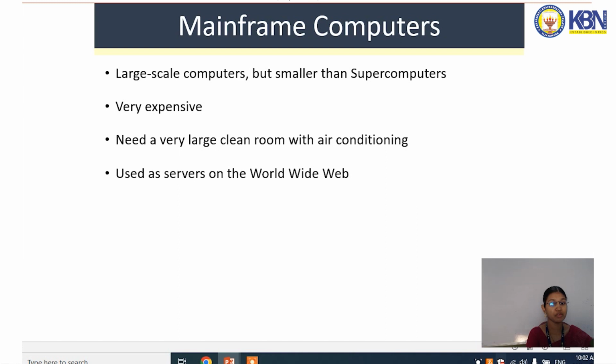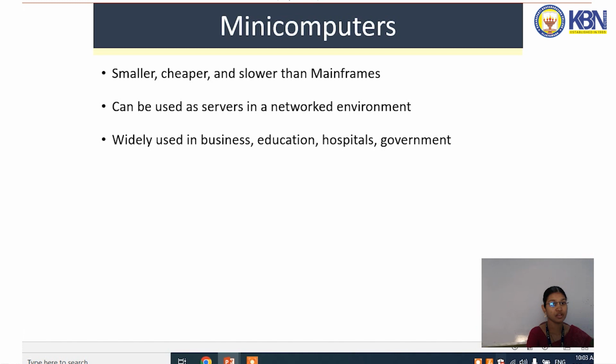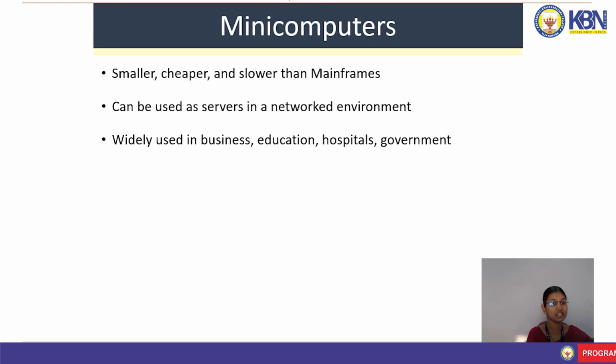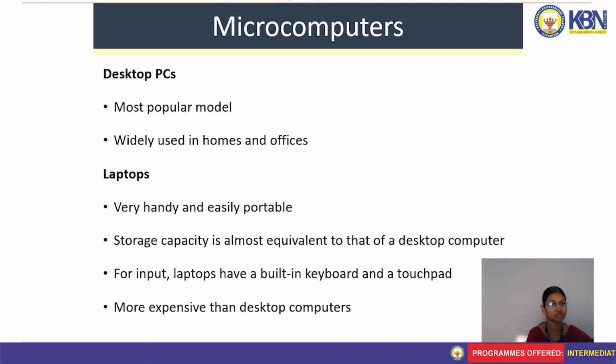Now coming to the mainframe computer. It is a large scale computer, but it is smaller than the supercomputers. It is very expensive, needs a very large clean room with air conditioning, and it is used as a server on the World Wide Web. Next one, minicomputers. They are smaller, cheaper and slower than mainframes. They can be widely used in business, education, hospitals, government.